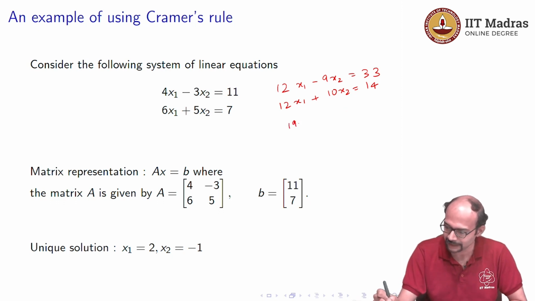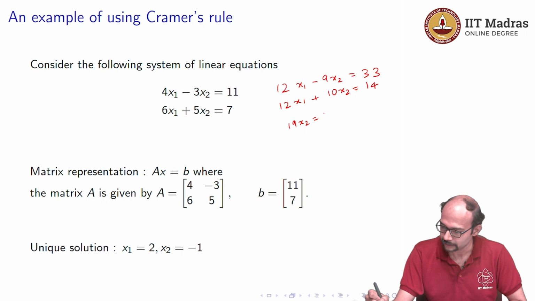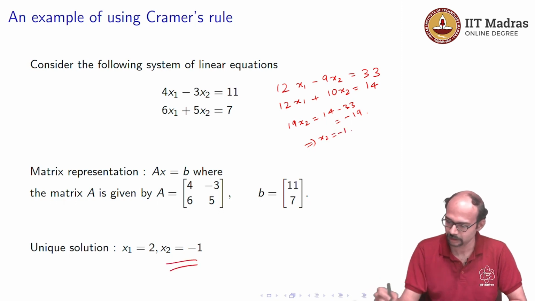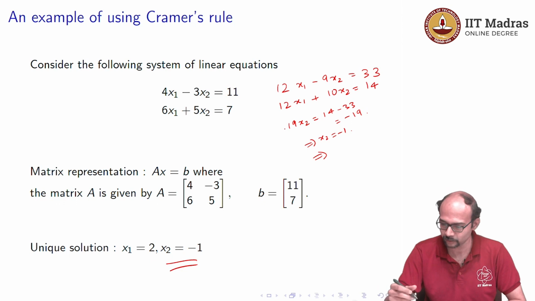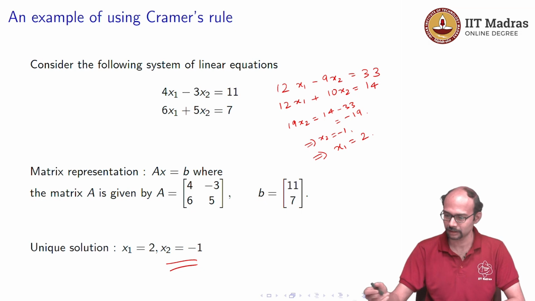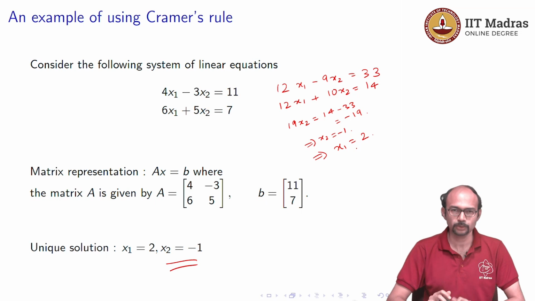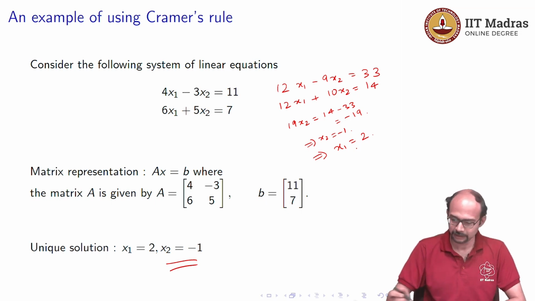So, in that case we get 19x2 is, so what should we get? So, 14 minus 33, so that is minus 19. So, that tells us x2 is minus 1, and then we can substitute it in one of these equations and get that x1 is 2. Okay. So, we can easily check that this is the unique solution.